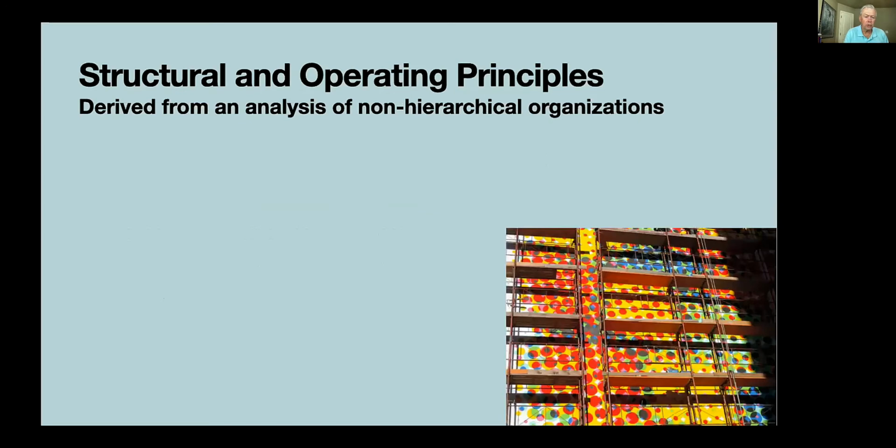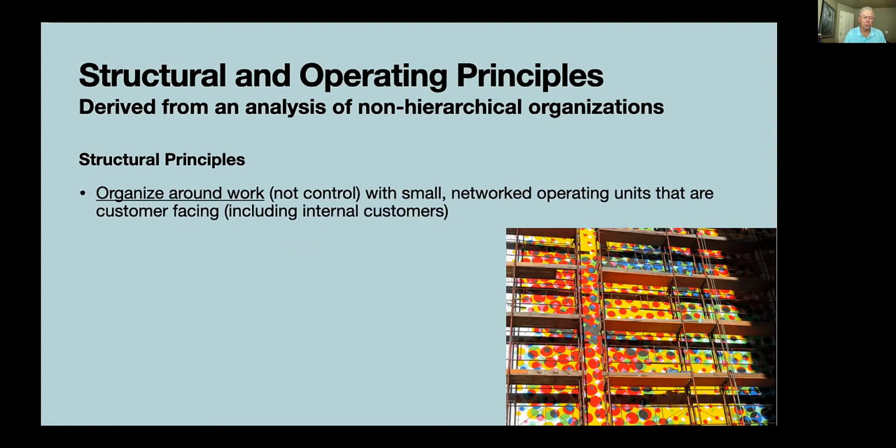Moving then to the structural and operating principles. These principles, the five principles, are really from a synthesis of a study of multiple alternate structures. These are companies that are operating right now. They are using principles, but when you look at them collectively, you see some commonality and you also see some gaps that we're going to be addressing. On the structural principles, the key then is to organize around work and not control.